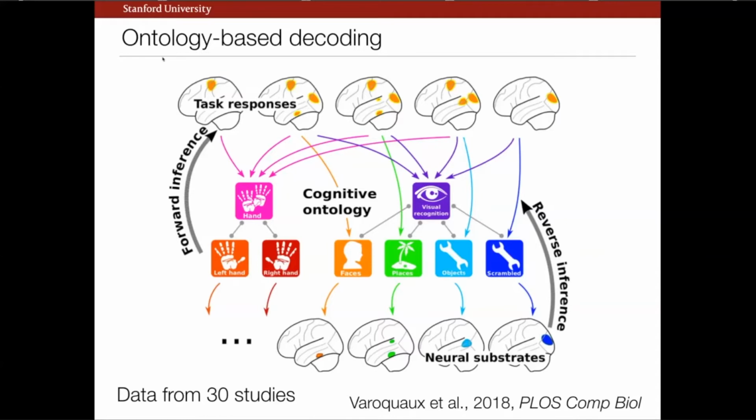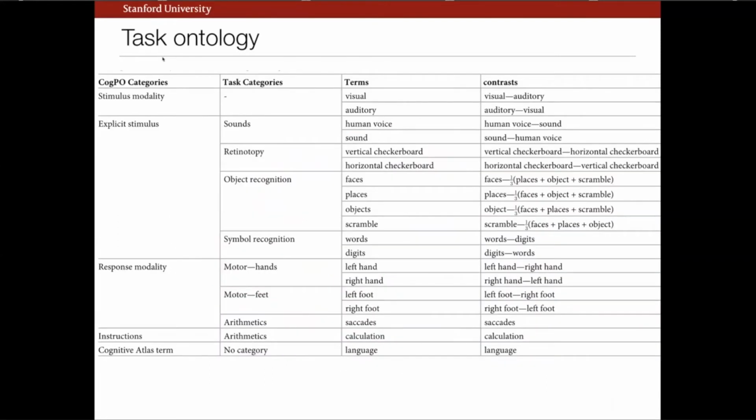So what we want to be able to do ultimately is either do reverse inference, where if we have an image, we want to be able to infer what cognitive functions are being engaged in the task that gave rise to that image. And also then, we want to be able to do forward inference such that if we have a particular task that we know engages right-hand motor responses and visual object recognition with places, we can predict what the activation map should look like.